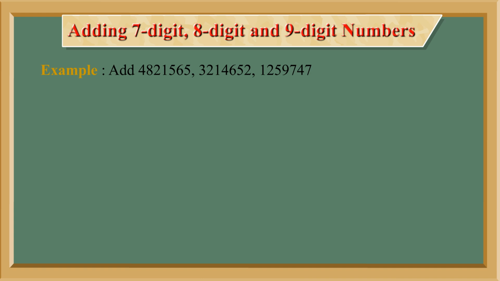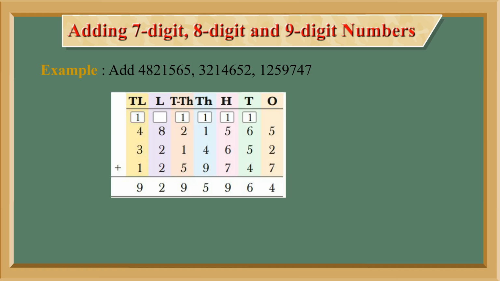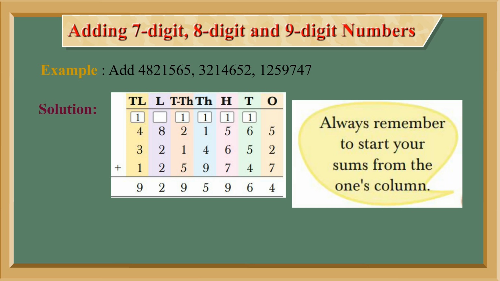Example: add 48,21,565, 32,14,652, and 12,59,747. Solution. Always remember to start your sums from the ones column.